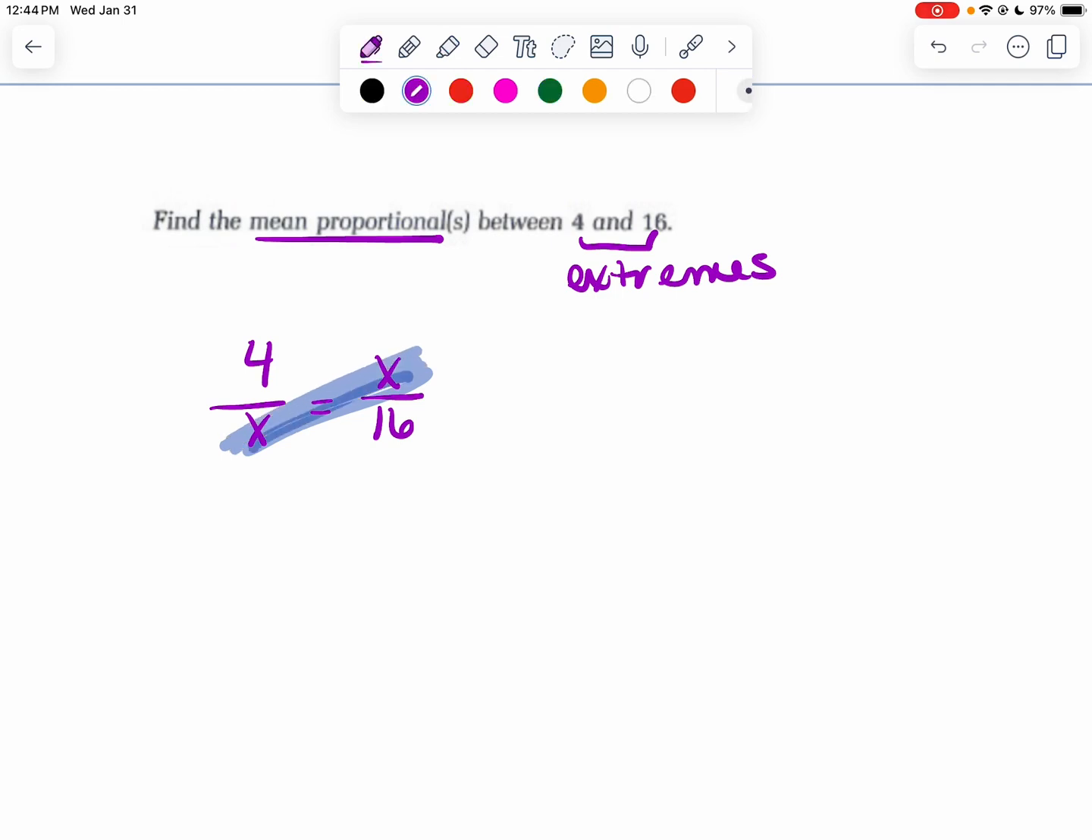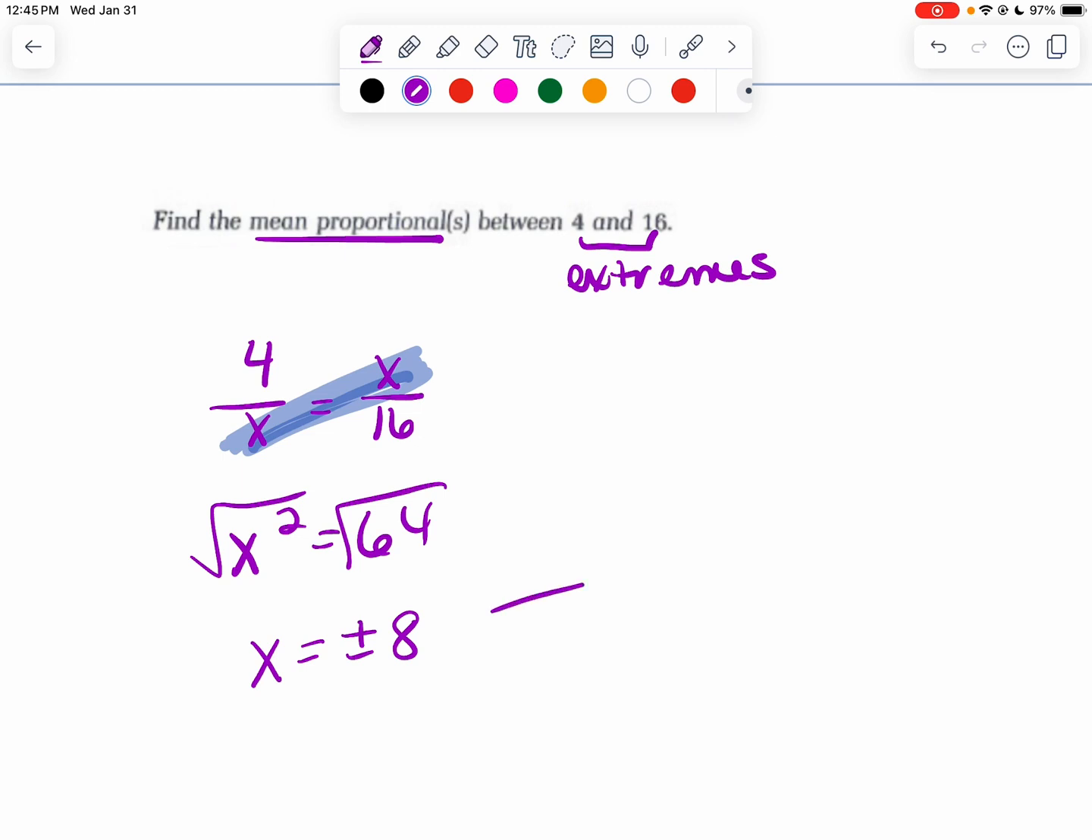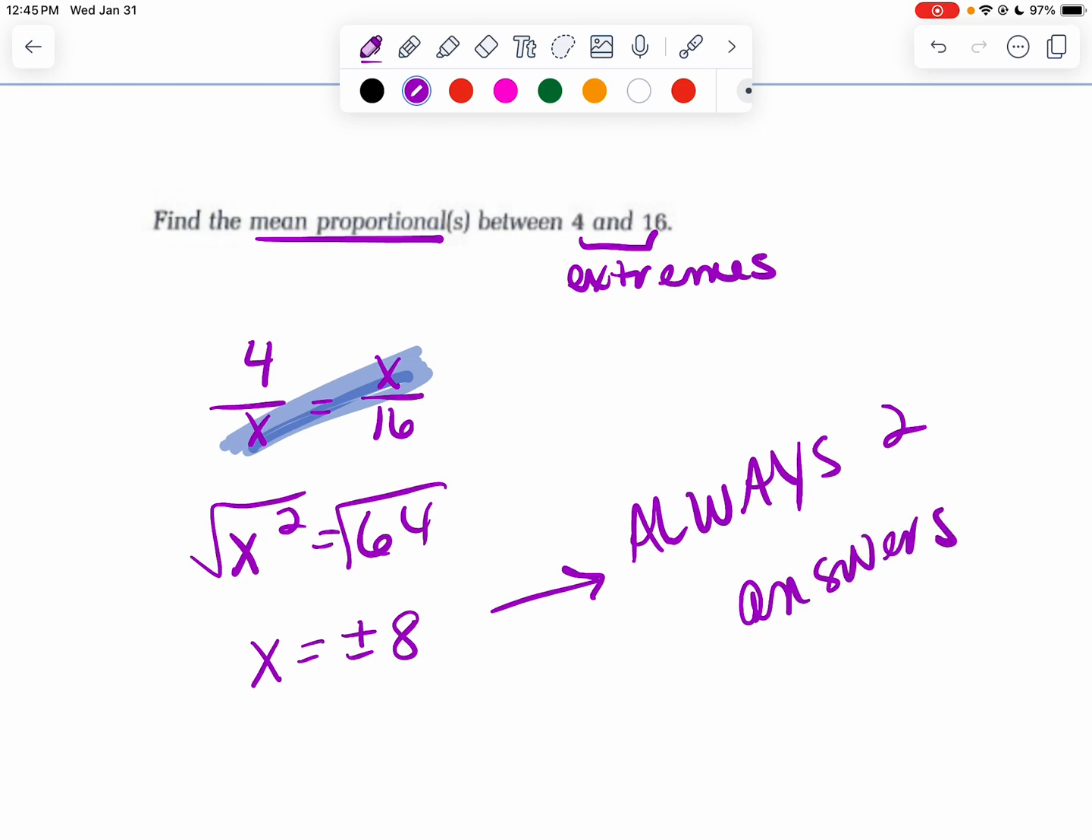That's what we're trying to find. So we're going to cross multiply, so we get x squared equals 64. In order to solve x squared, we're going to take the square root. The answer is going to be x equals plus or minus 8. Remember that when I take the square root of something, there are always 2 answers. So when we're finding the mean proportional, the geometric mean, you are always going to have 2 answers.